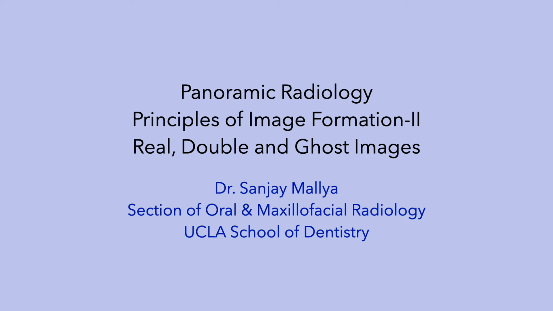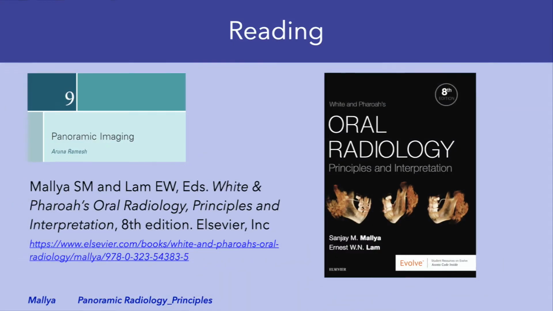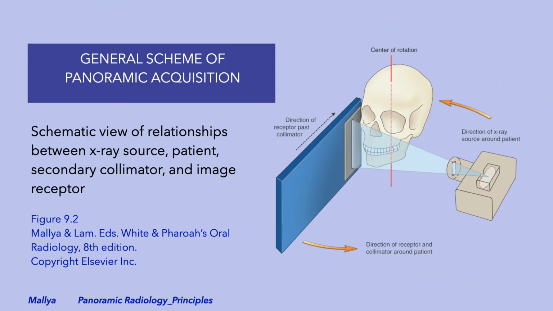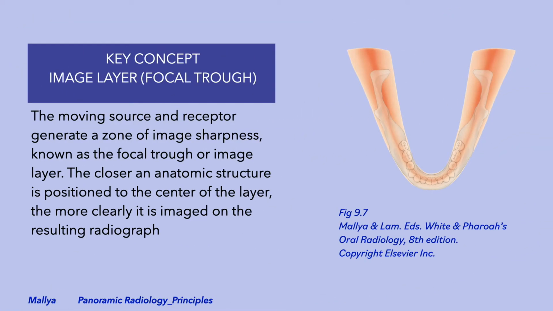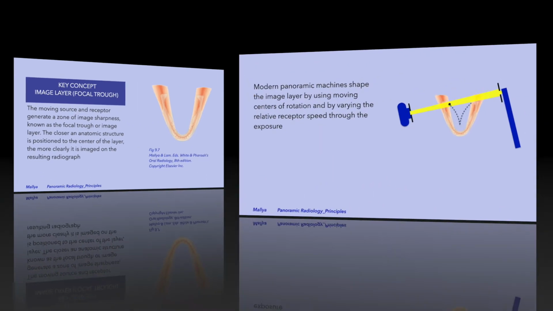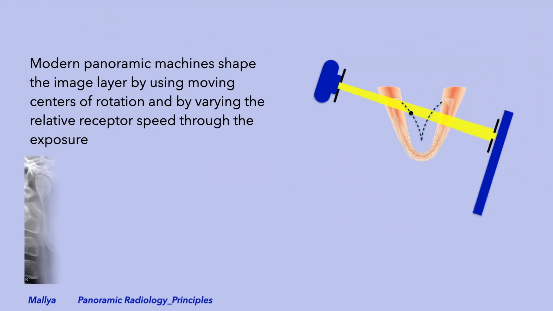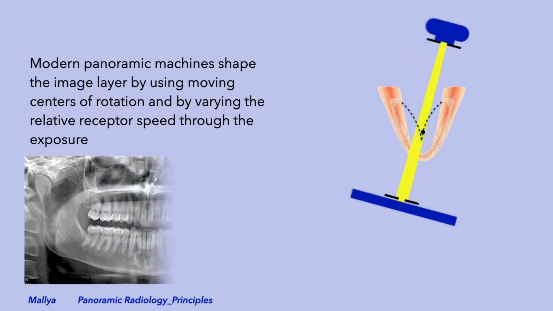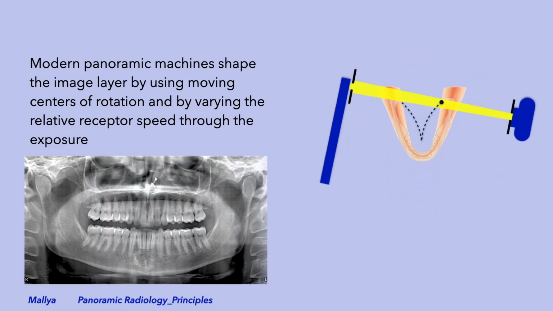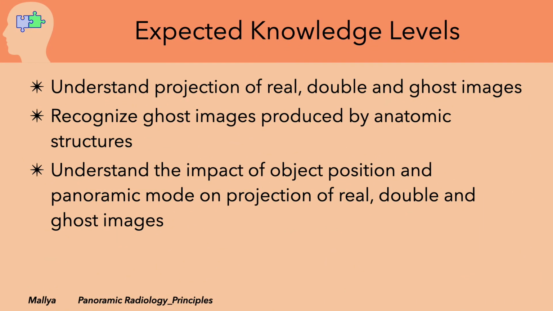In this video, I'll discuss the second set of principles of rotational panoramic imaging, the formation and appearance of real, double, and ghost images. You should be familiar with the general components of a panoramic X-ray machine and the key concept that by moving the X-ray source and the receptor, we create a zone of image sharpness. In moving centers of rotation and variable receptor speed, we create a curved image layer that matches the shape of the jaws. Building on those principles, I will now discuss the projection of anatomic structures to make the panoramic image.